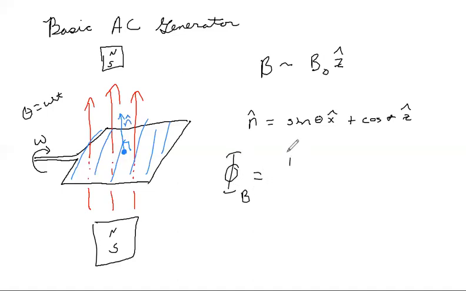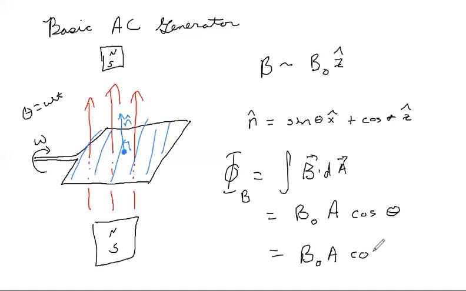That's the integral of B dot dA. That's going to simply be B naught times the area of the loop. And then the dot product between them is going to pick out the cosine of theta. And if I think of theta in terms of time, I can write that as B naught A cosine of omega t. All right, so that's the flux. The magnetic flux is a function of time, and it has a cosine dependence.